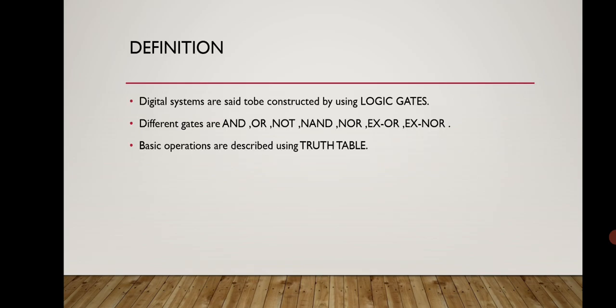We know that digital systems can be constructed using different kinds of gates. That is nothing but a logic gate. We have many logic gates like AND, OR, NOT, NAND, NOR, XOR, and XNOR. In order to show how the gates work, we use a table, which is termed the truth table. The basic operation of any gate can be described using this truth table.